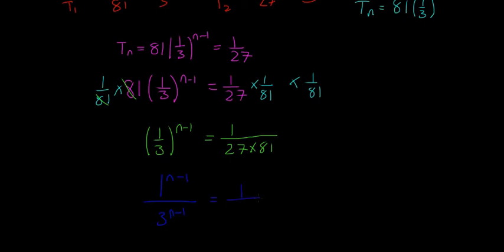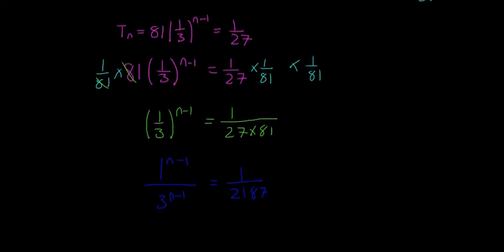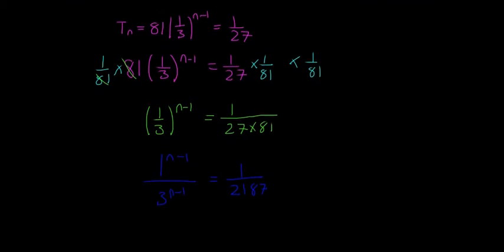That's going to be equal to 1 over, and that big number is going to be 2187. 2187, which is kind of confusing because it's the same numbers as that one there, just moved around. But anyway, okay, so something about this here, so I'm just going to circle that.